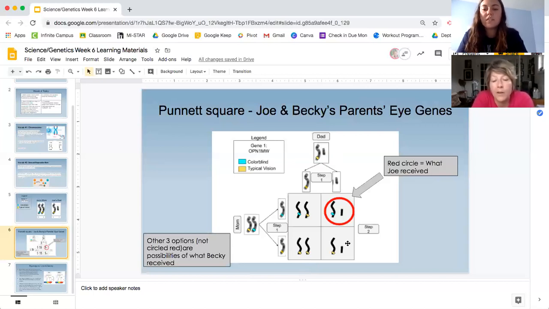It's really interesting to think about. And this is why siblings look different, why they have different traits, because Joe and Becky are receiving different combinations of chromosomes from their parents. We can't change the dad's chromosome for the eye. We can't change the mom's chromosomes for the eye, but they might get different combinations here. And that's what we're seeing, that Joe received a different combination than Becky did. Yep. And he didn't get it from his dad. Right, exactly.